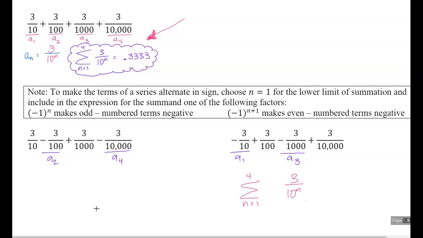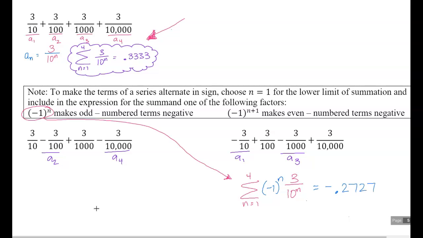But because every other odd term is negated, all we do is put negative 1 to the power of n in front of our definition. And this makes every other odd one negative, which is incredible. I put this in my calculator and I actually get negative 0.2727.